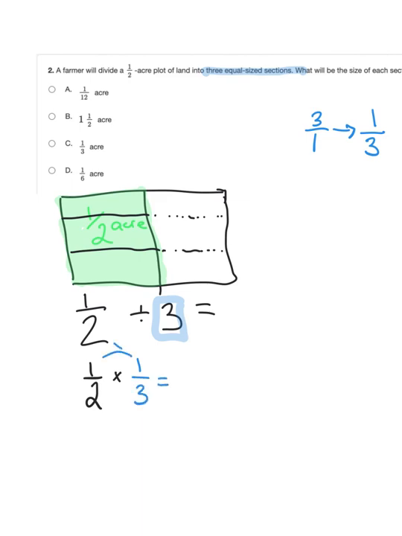Now I can just multiply straight across. 1 times 1 is 1, and 2 times 3 is 6. Now this answer makes sense when I look at my model because I can see that one section of his land is indeed 1 out of 6 equal pieces in my area model. So I would choose choice D for that, 1/6 of an acre.